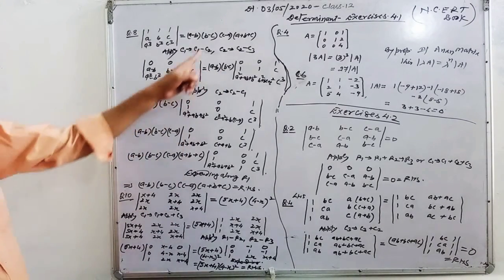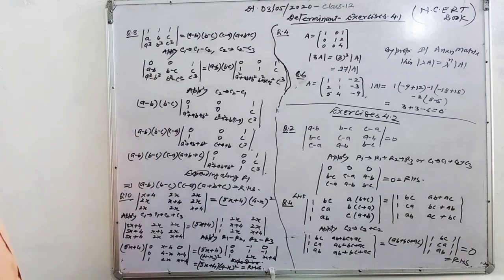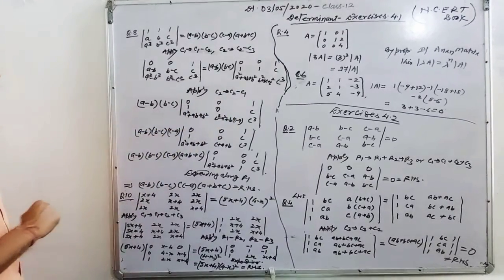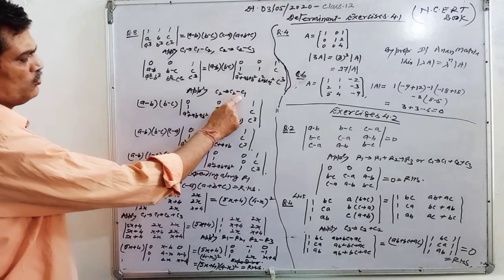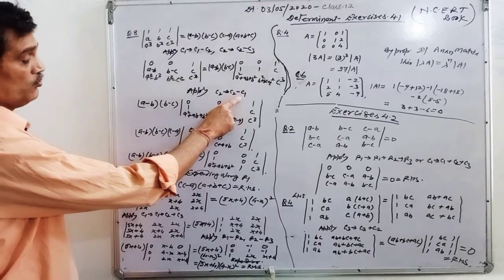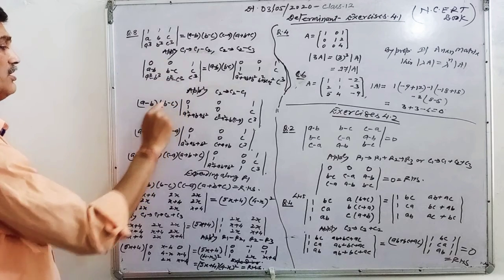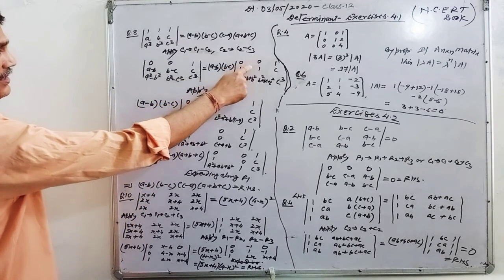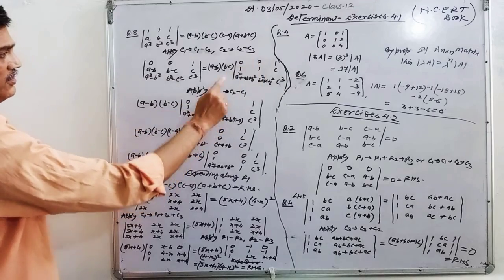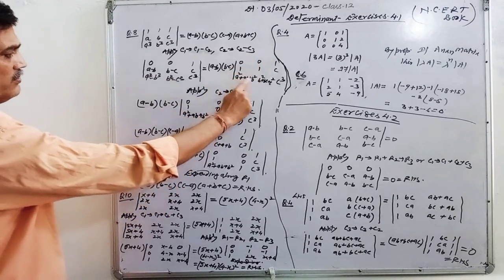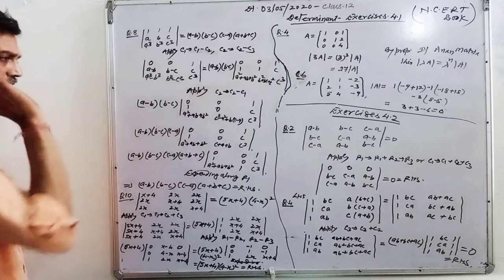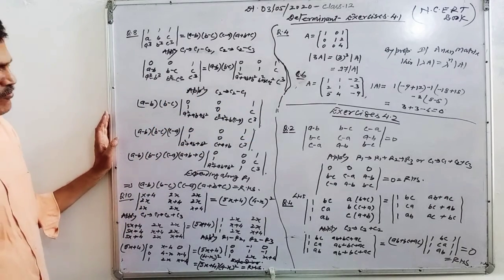Now for the next factor, C minus A, applying C2 minus C1. Only C2 will change, C1 subtracted from C2. Here apply C2 minus C1. This minus this is 0. This minus this is 0. This minus this, you will get this thing. And C1 and C3 will remain the same.